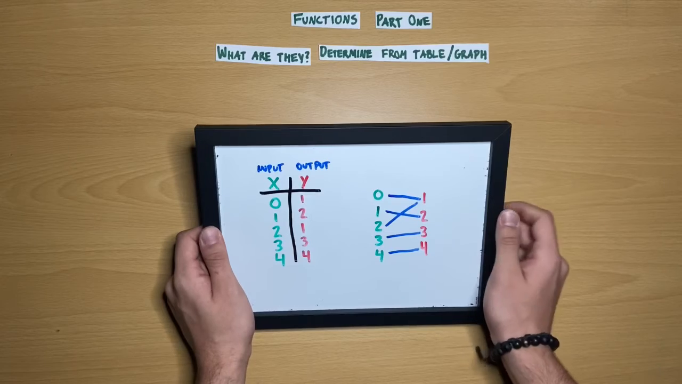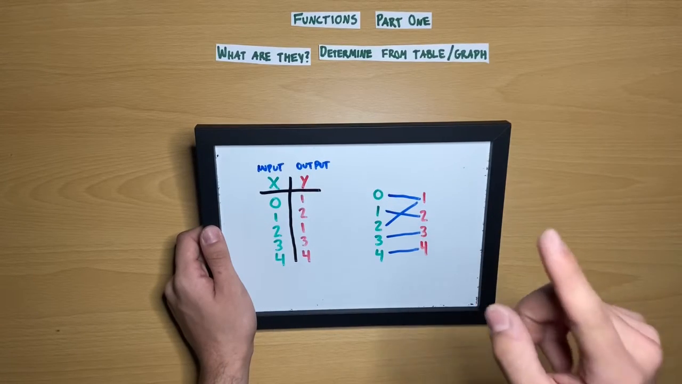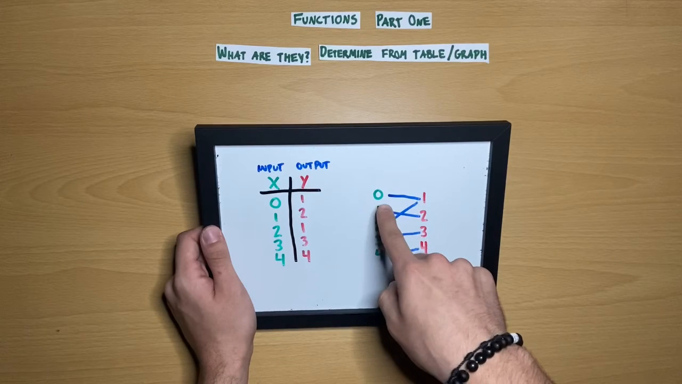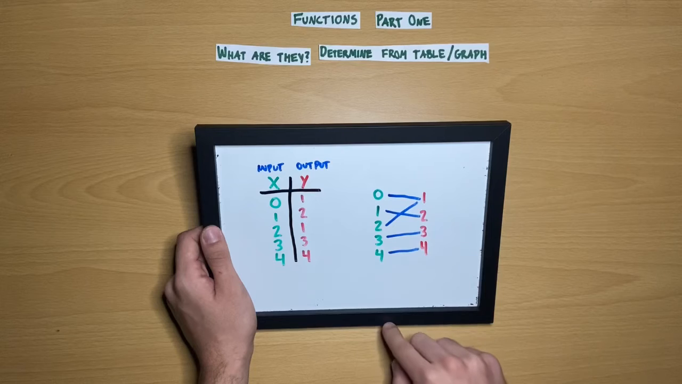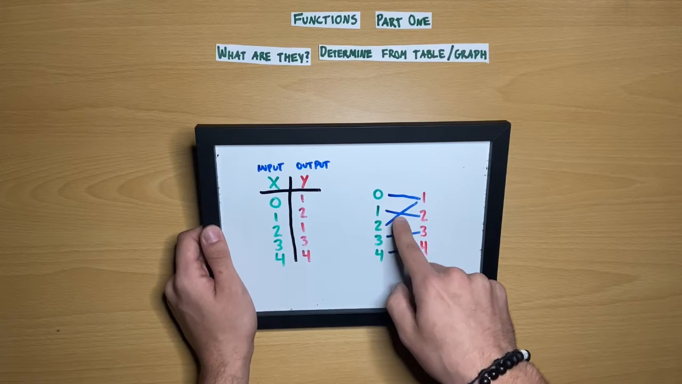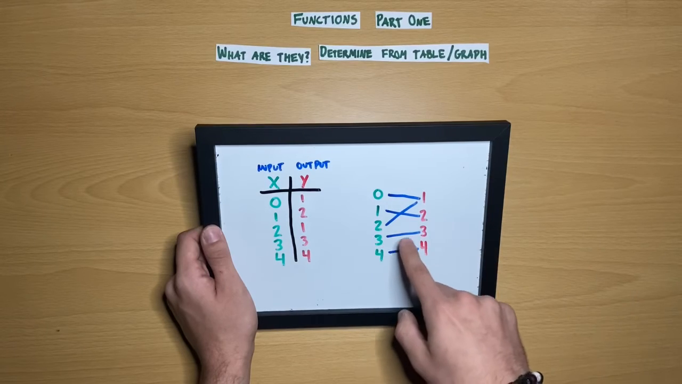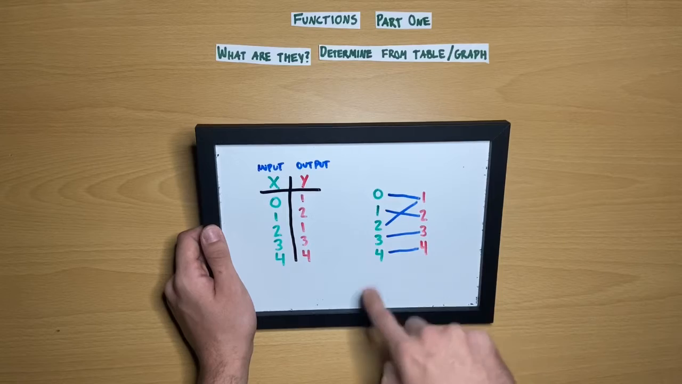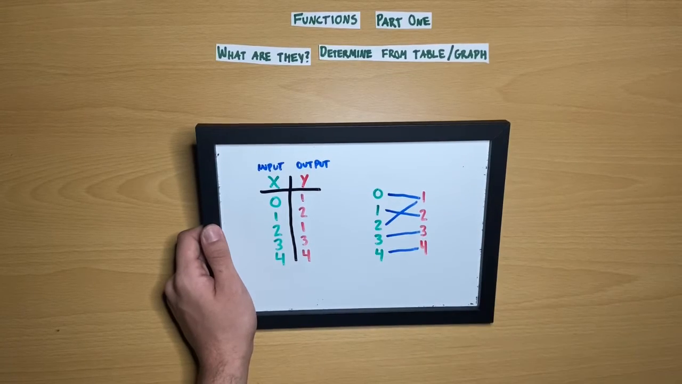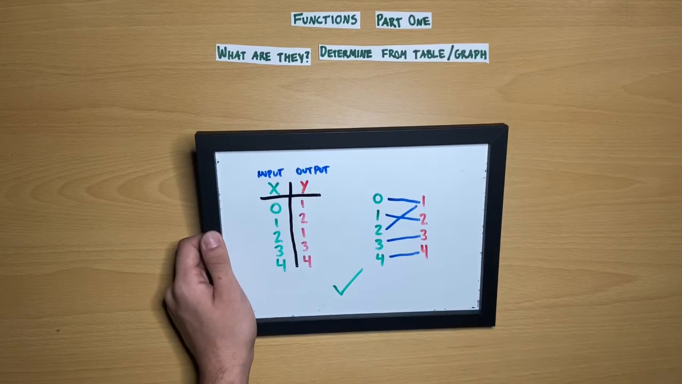Now remember what we said about functions, that each input has to have exactly one output. Here we can see 0 has exactly one output. It goes exactly to 1. 1 goes exactly to 2. 2 goes exactly to 1. 3 goes exactly to 3. 4 goes exactly to 4. None of these inputs go to multiple outputs. Therefore, this table is also a function.